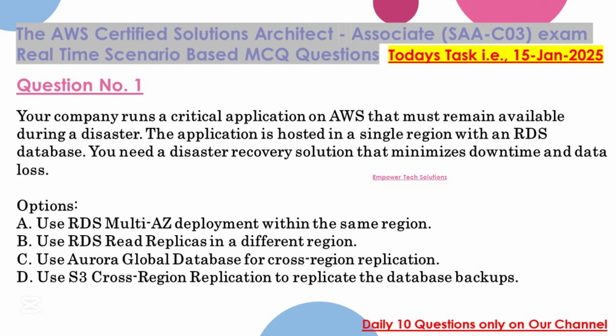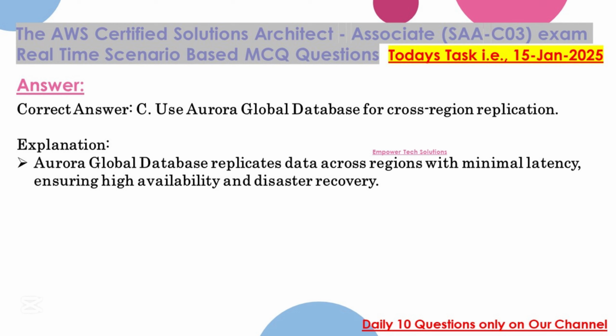Options: A. Use RDS multi-AZ deployment within the same region. B. Use RDS read replicas in a different region. C. Use Aurora Global Database for cross-region replication. D. Use S3 cross-region replication to replicate the database backups. Correct answer: C. Use Aurora Global Database for cross-region replication.